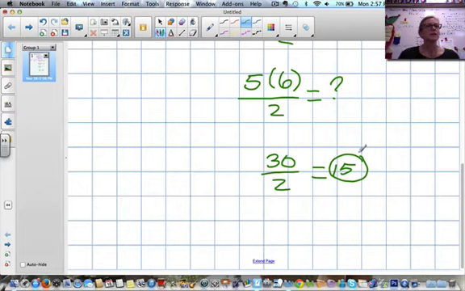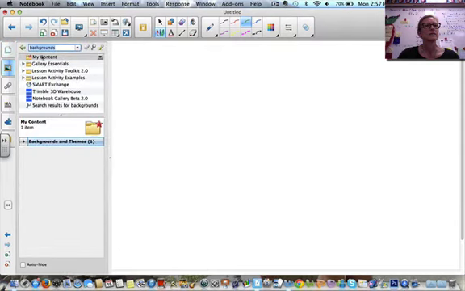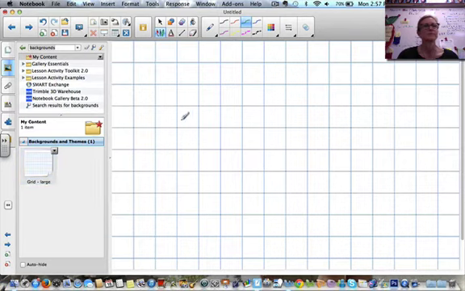And let's keep going. I'm going to actually just open up another page. And I like to use the grid background, so I'm going to just drag that out and get back to work here.